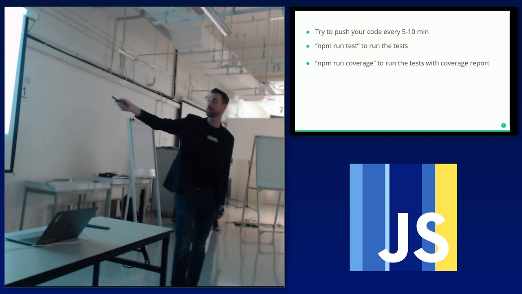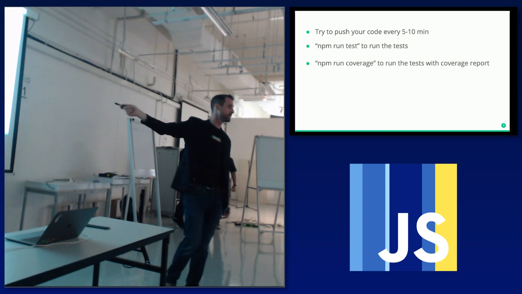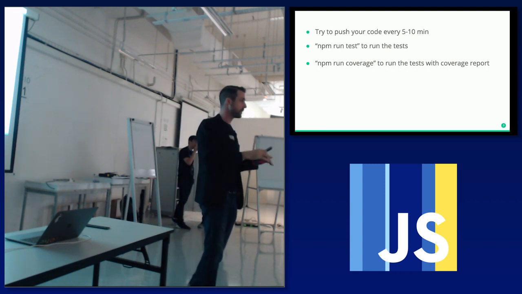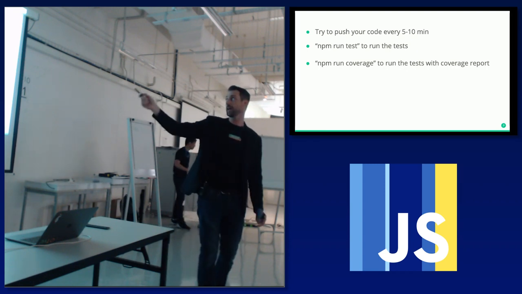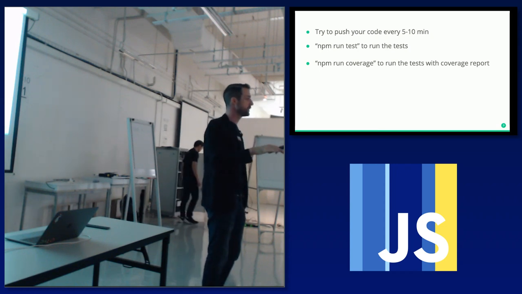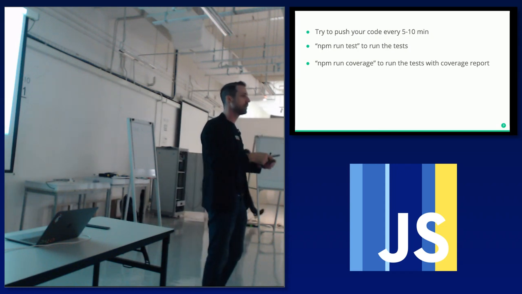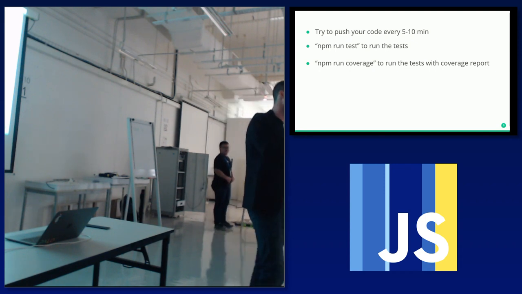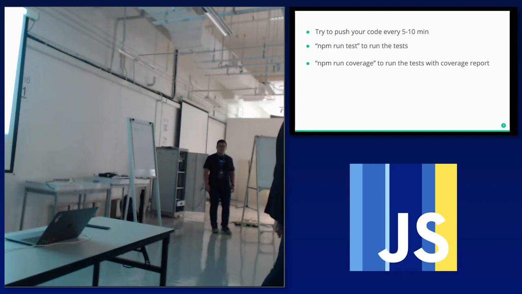We have two commands for you. npm run test to run the tests in the terminal or the console, and npm run coverage will run the test coverage in your console. So you will see a nice table with line, branch, and all the coverage possible there.